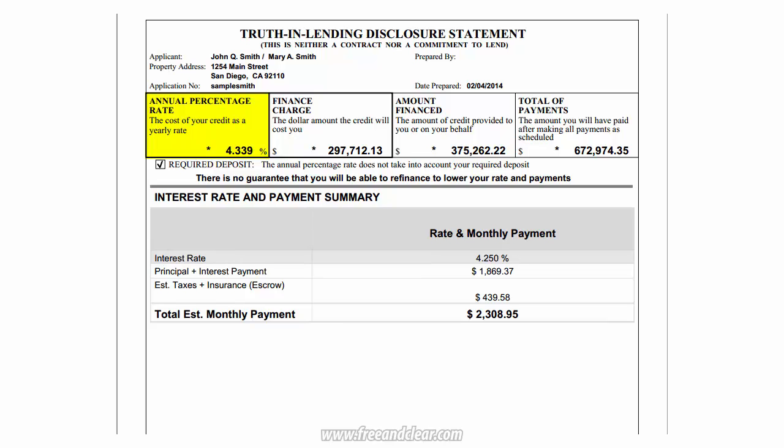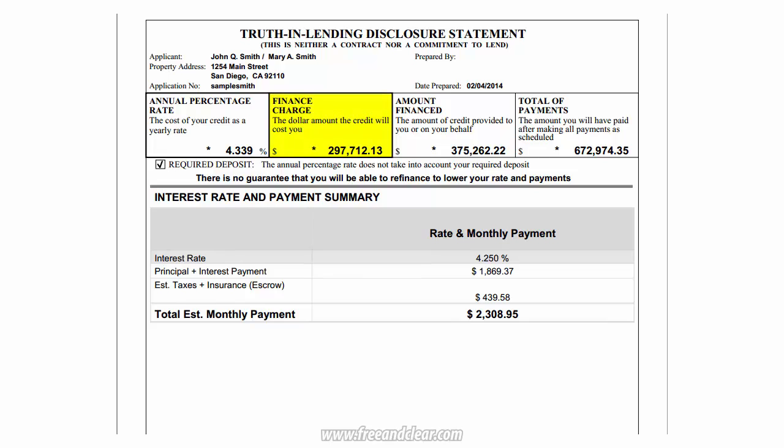Additionally, if you have proposals from 2 lenders that are offering the same interest rate and points, but one APR is higher than the other, then you know the lender with the higher APR is charging higher lender fees. In this example, our APR of 4.339% is relatively close to our interest rate of 4.250%, so we can determine that the lender costs are relatively small.